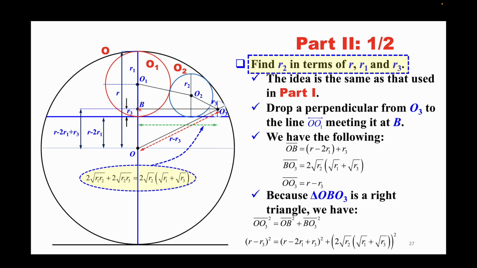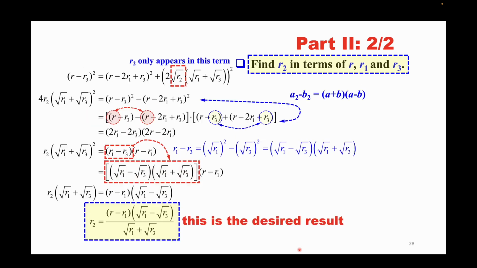So we have this. Because OBO3 is a right triangle, we have OO3 squared is equal to the square of OB plus the square of BO3. So plugging this value into this relationship, we have this. It looks complex, but indeed is not so. So let's copy the formula here. We try to find R2 in terms of R1 and R3. We have only one term, R2, here.